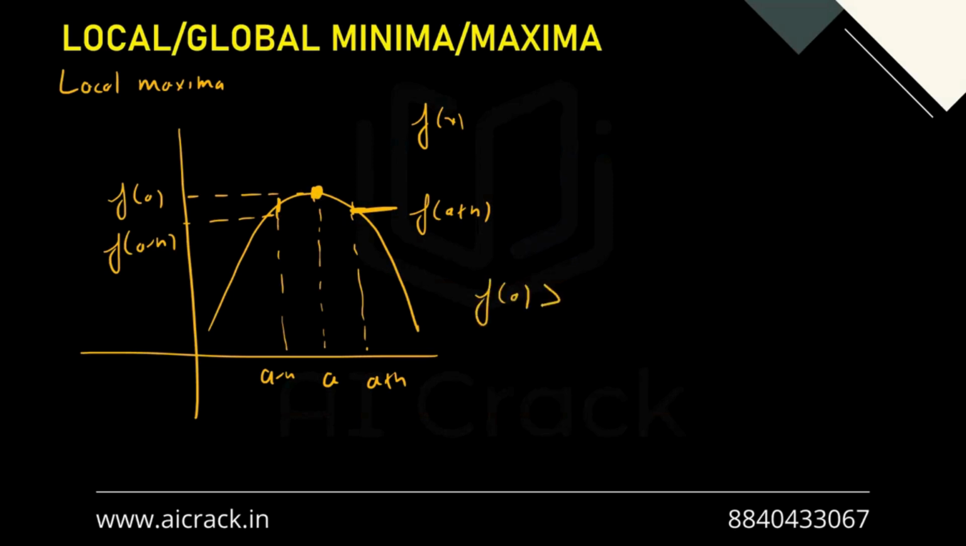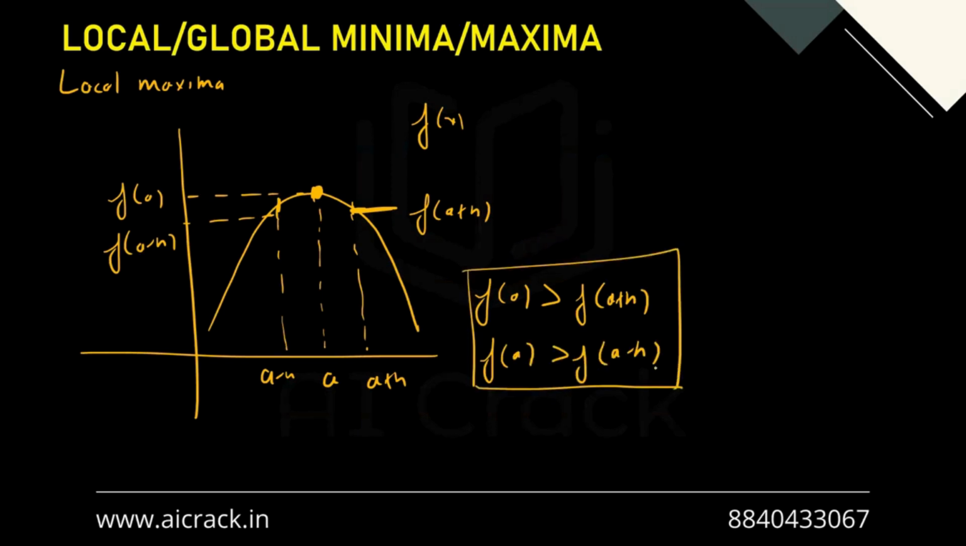Now if you want to have a maxima at point A, what can we say? f(A) should be greater than f(A plus h), and f(A) should be greater than f(A minus h). These two conditions should be satisfied simultaneously to have a local maxima over here. Very simple, basic definition.